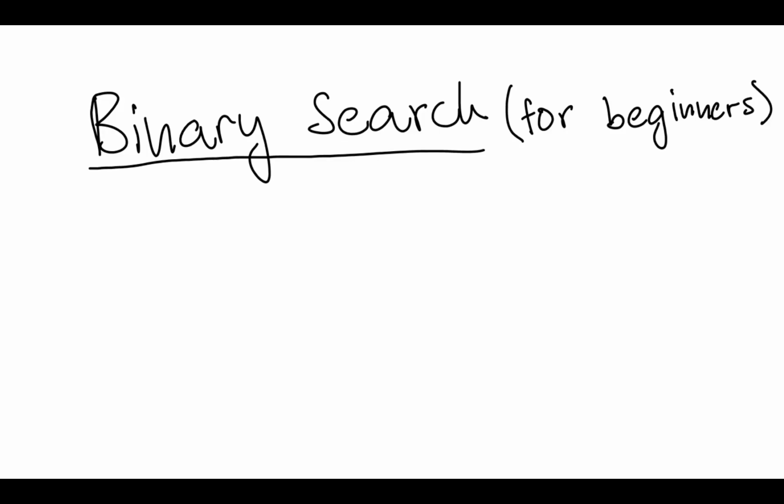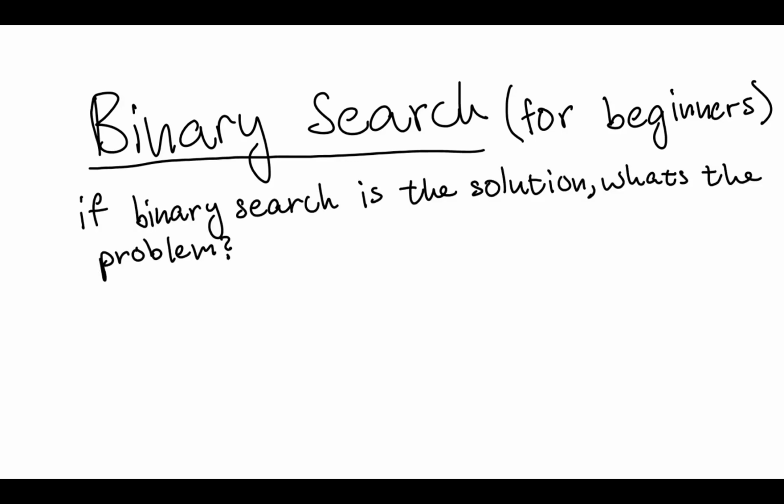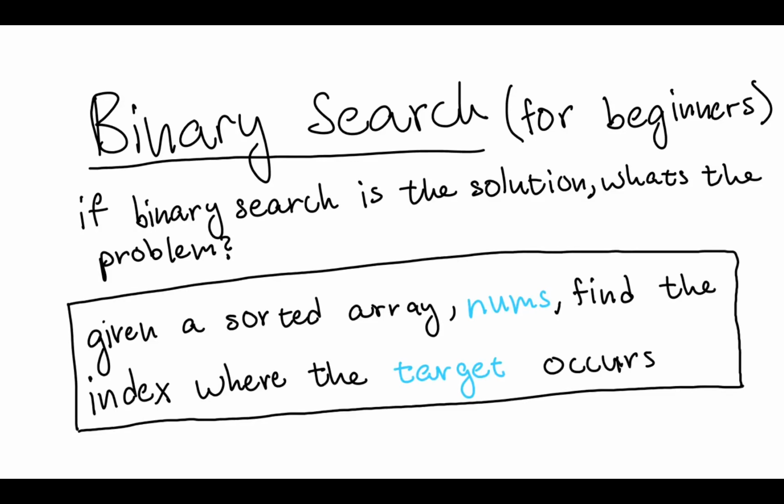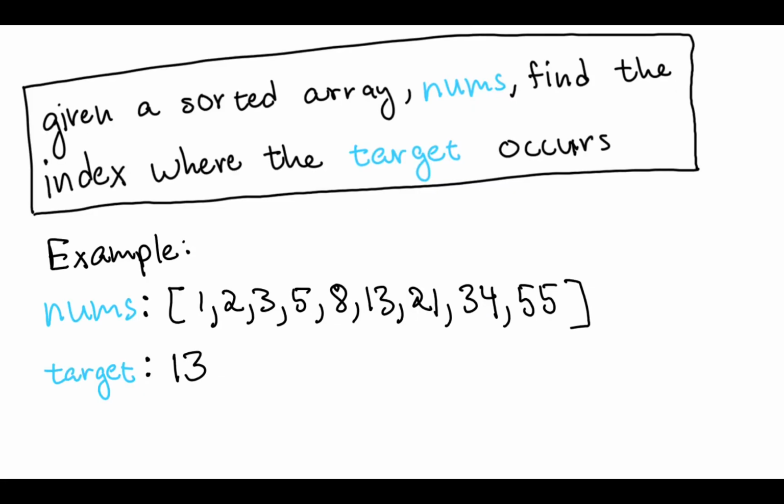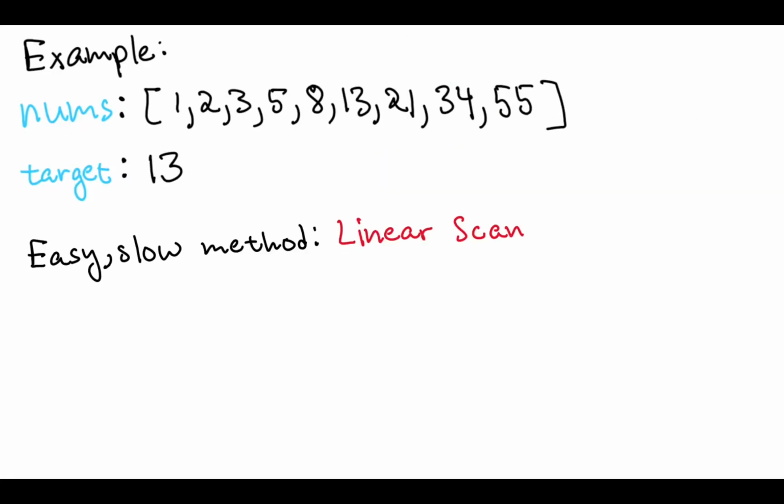First of all, if we want to use binary search, we first have to know what the problem is. Basically, the problem is, given a sorted array, let's say the array name is nums, you have to find the index where the target number occurs. For example, if we are given this nums array and we have to find this target.